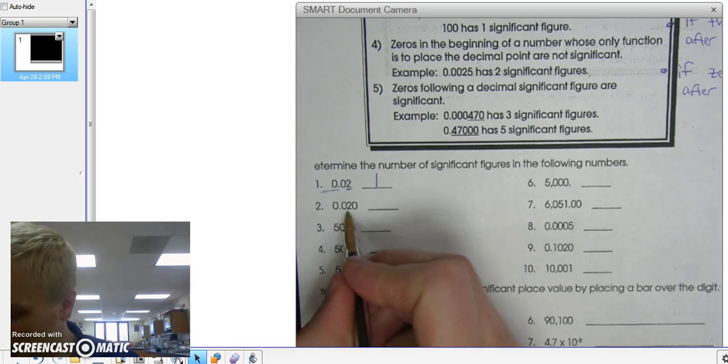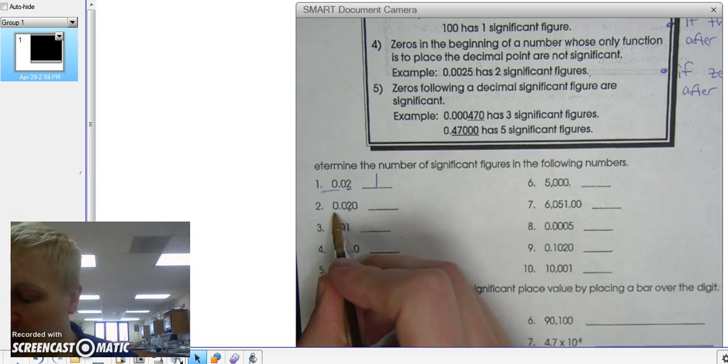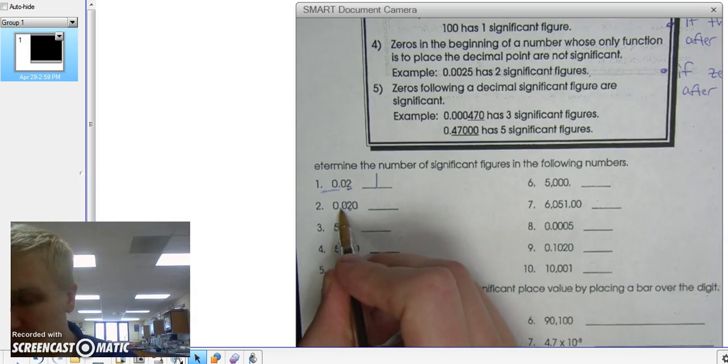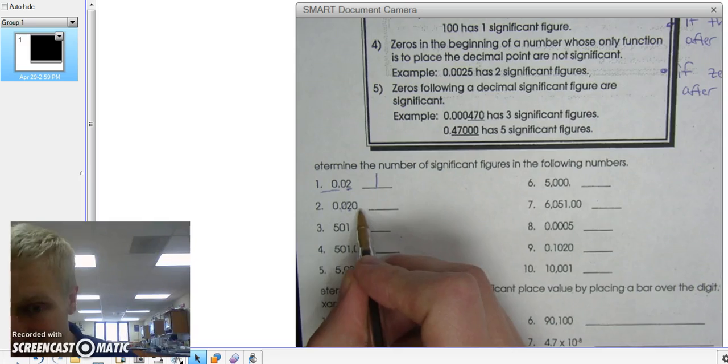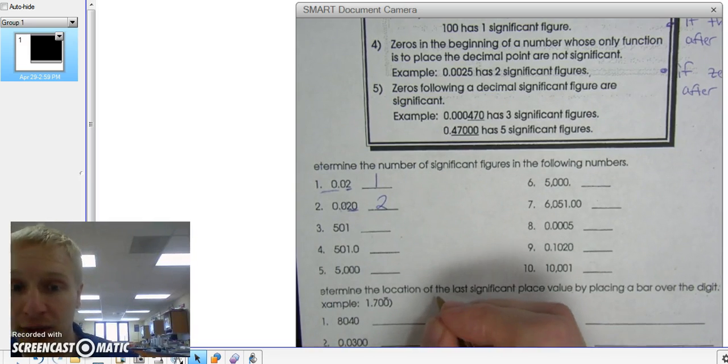0.020. Let's see. That 2 is definitely significant. This 0, we're going to have the same deal as in the first question. Is it after a decimal? Yes. But is it after anything significant? No. So that is not significant. How about this 0? Is it after a decimal? Yes. Is it after a sig fig? Yes. So that is definitely significant. So that number has 2 significant figures.